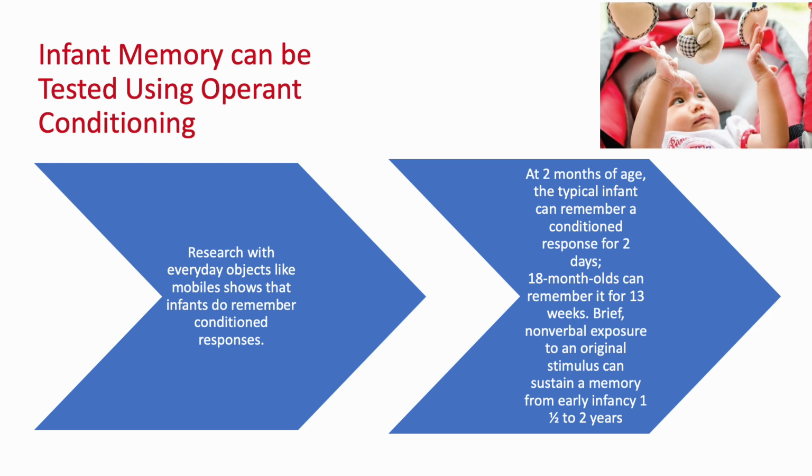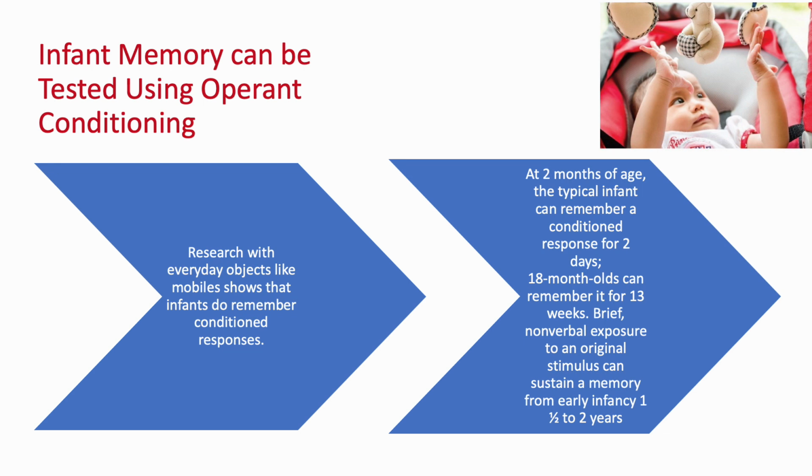Researchers can use operant conditioning to test the memory of babies. One researcher tied a string to a baby's ankle and to a mobile. Soon the baby learned that when it moved its ankle, the mobile moved. The result was the baby kicked more. Infant memory can be tested using operant conditioning.